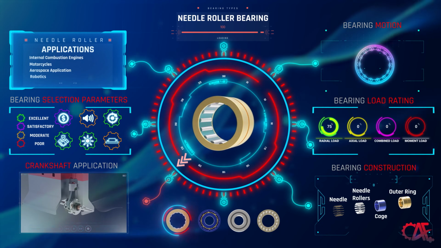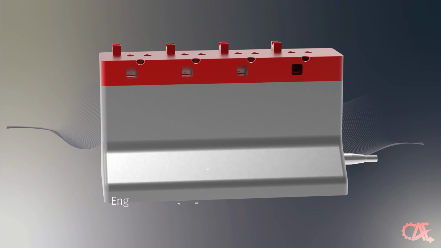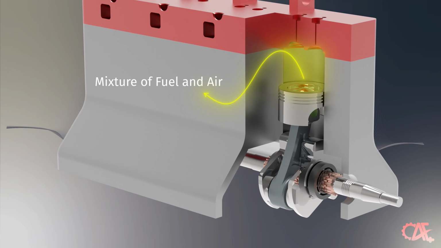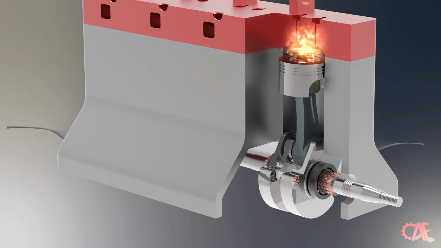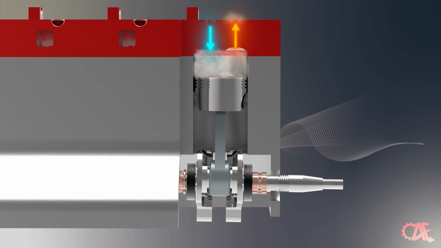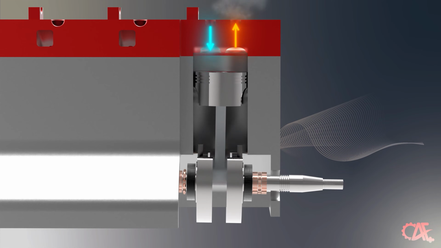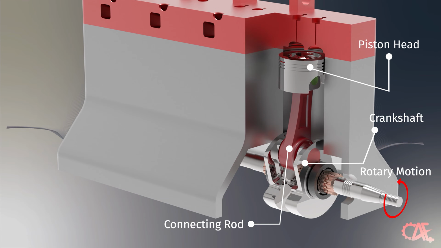Now let's take a look at a needle roller bearing in action inside an internal combustion engine. First, let's examine an engine block and explore its components. When fuel and air mix and enter the engine, they ignite at the top of the piston stroke, causing the piston to move downward. After descending, the piston returns upward, expelling the combustion byproducts from the engine block. This reciprocating motion is transmitted to the crankshaft by the connecting rod, ultimately being converted into rotary motion.